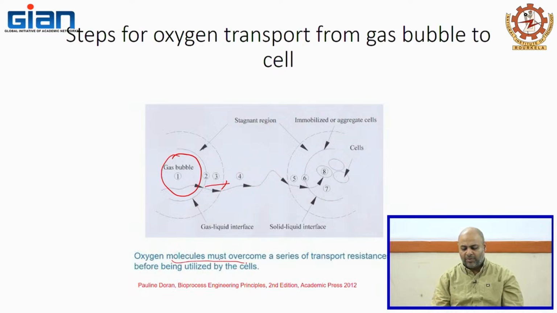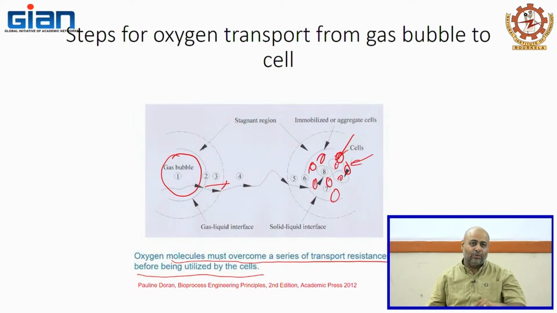So, oxygen molecules must overcome a series of transport resistances before being utilized by the cell. What about this cell here? It might get the oxygen from the other sides, but I am just saying that there are other cells around here. It is a cluster. It has to go through other barriers now. So, you will keep on increasing the resistance for the oxygen transport, and you are going to reduce the amount of oxygen that is going to be transported. The stagnant medium or the stagnant region is the stagnant film that we have talked about, the two films on the liquid side and on the gas side.